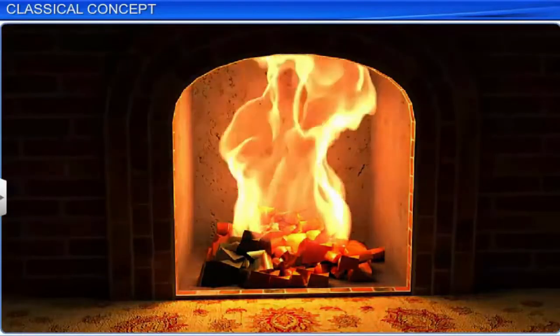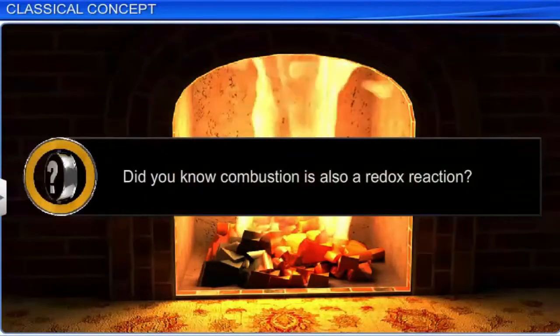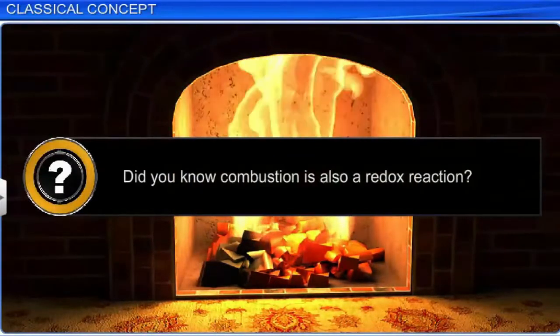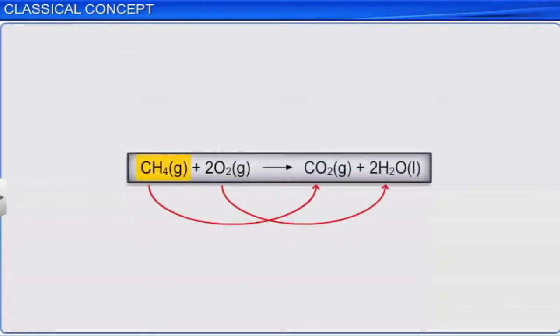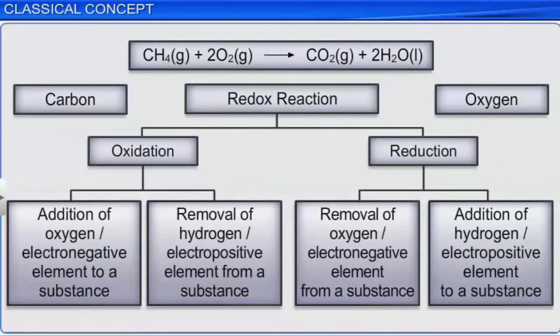Did you know combustion is also a redox reaction? Here's a combustion reaction of a hydrocarbon, methane. We know that oxygen is required for combustion. Methane reacts with oxygen to give carbon dioxide and water. In this reaction, carbon is oxidized due to removal of hydrogen, and simultaneously, oxygen is reduced due to addition of hydrogen.